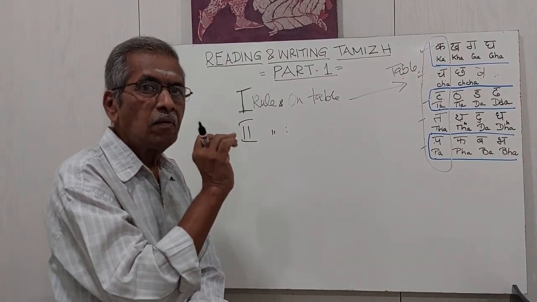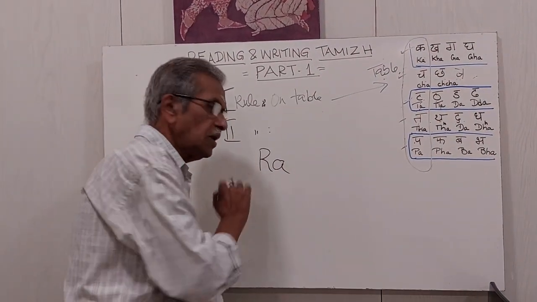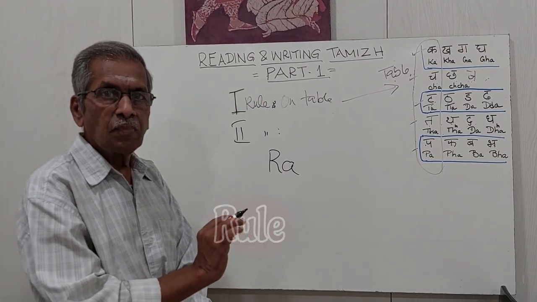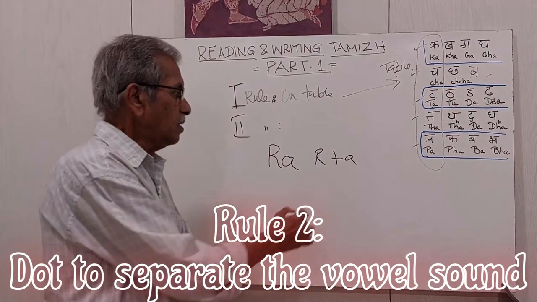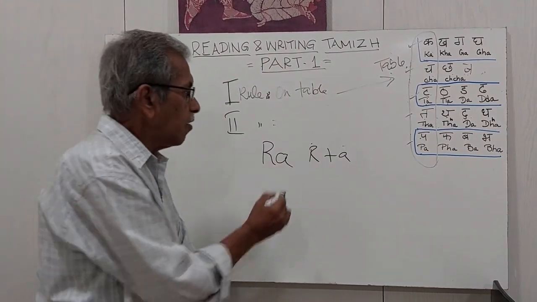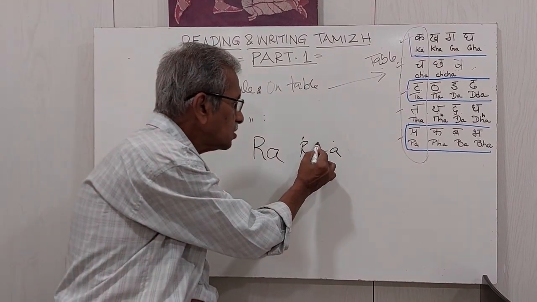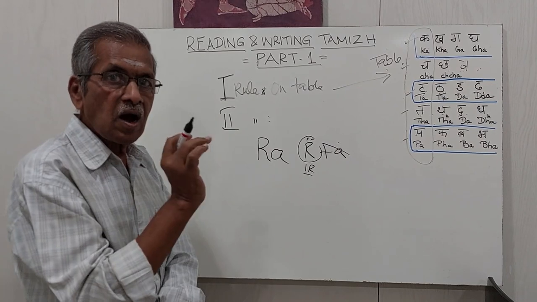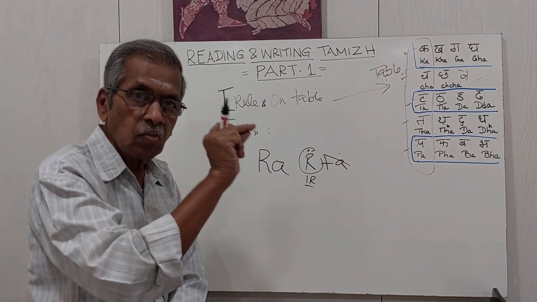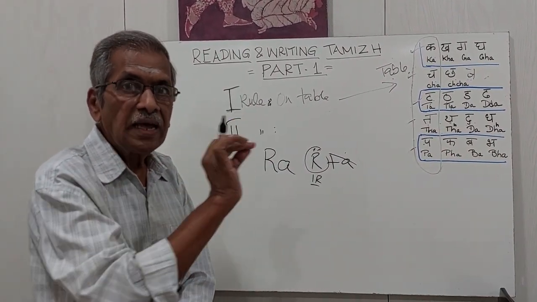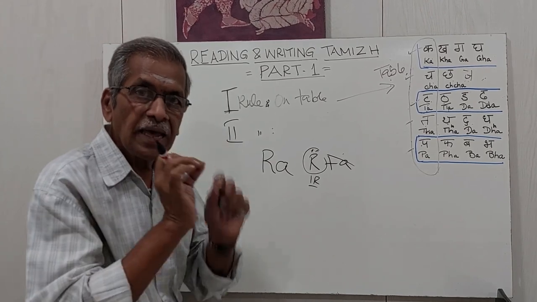For example, another example, you have ra. Since you are not familiar with letters of Tamil, I'm writing in English. Ra is actually ir plus a. That is a combination of letters. This is the vowel part. This is the consonant part. When I put a dot on the top of Tamil ra, it becomes ir, and a is removed. La with a dot on the top of it is il. Ka with a dot on the top of it is ik. Ma with a dot on the top of it is im, and so on.